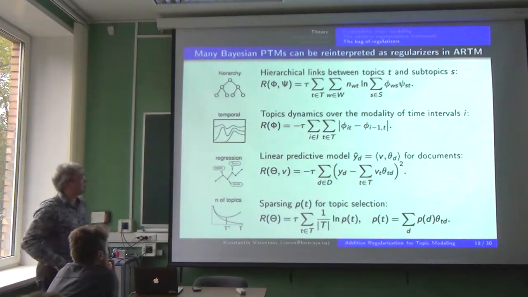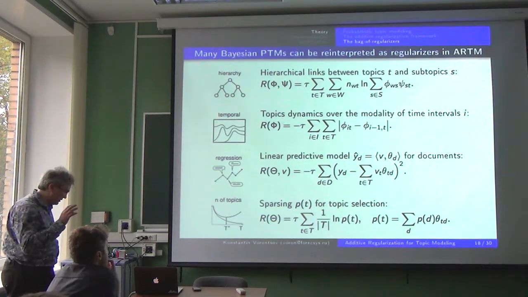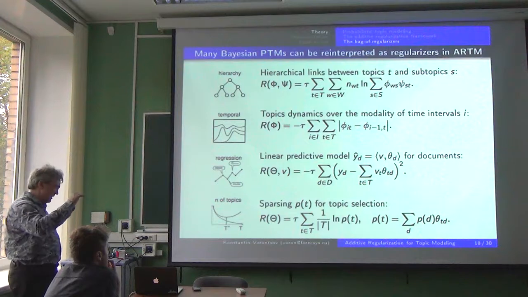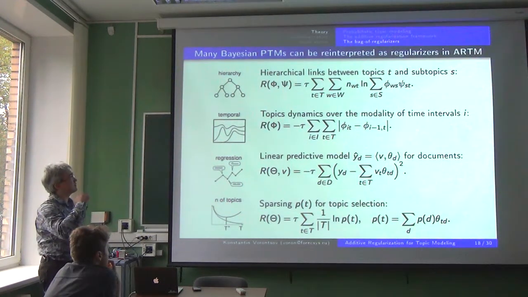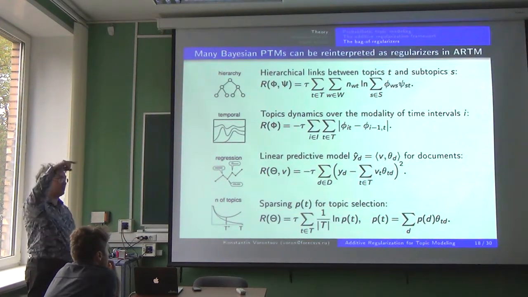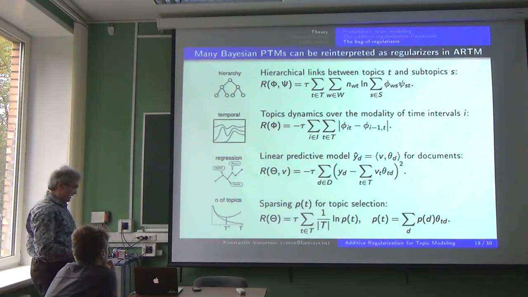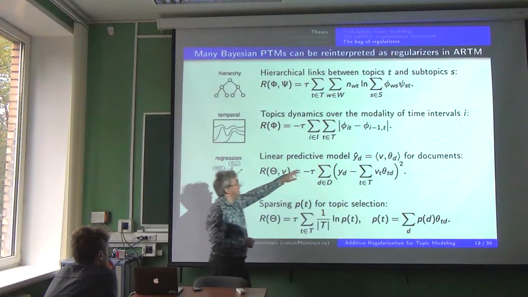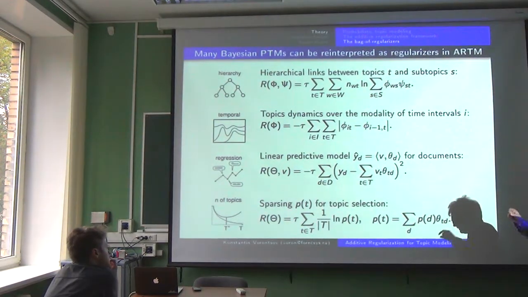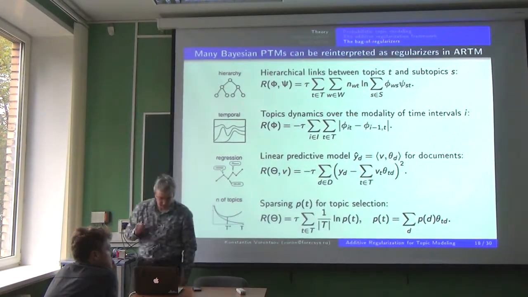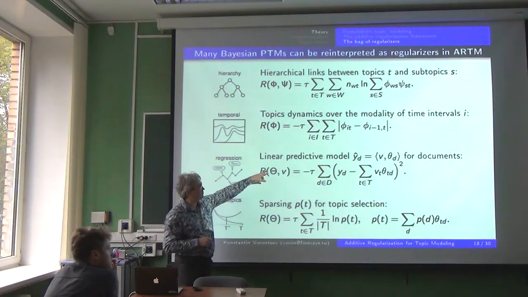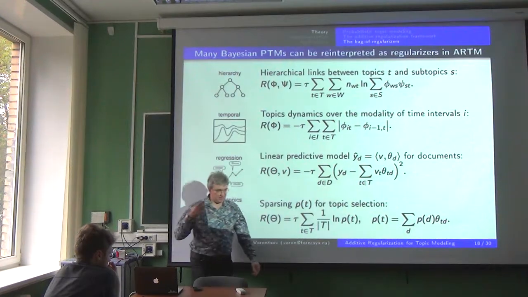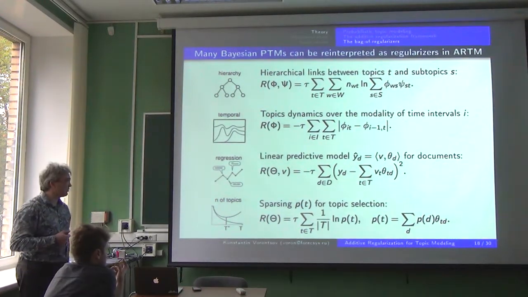The next series is also topic models that were first introduced in Bayesian frameworks. We can use hierarchical topic models. We can build them level by level, and we can use for this the regularizers that link parent topics T and their subtopics S. We can also build temporal or dynamic topic models with the restriction that the dynamics of topics cannot be too noisy. The next, we can use a special regularizer to solve the regression problems where we predict some numerical output for text documents.